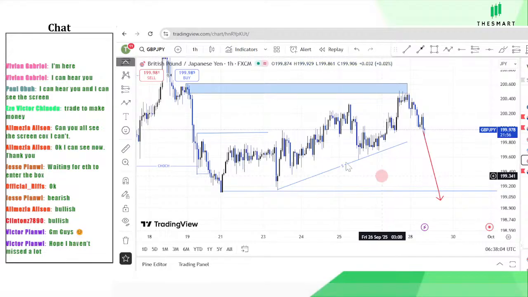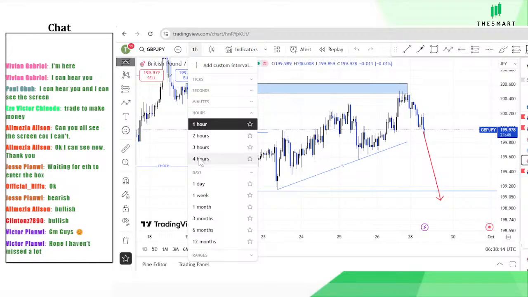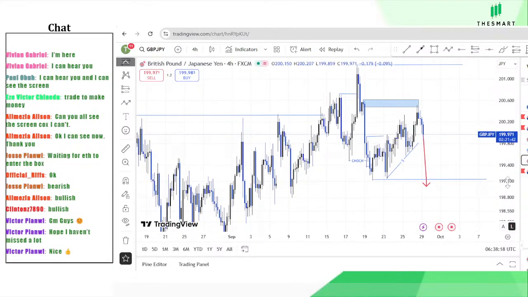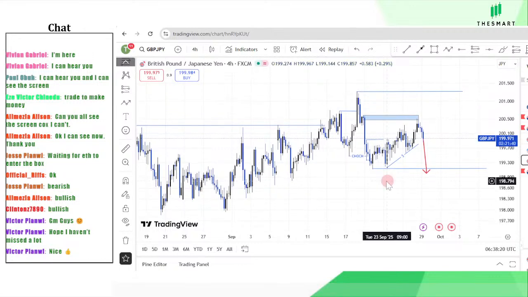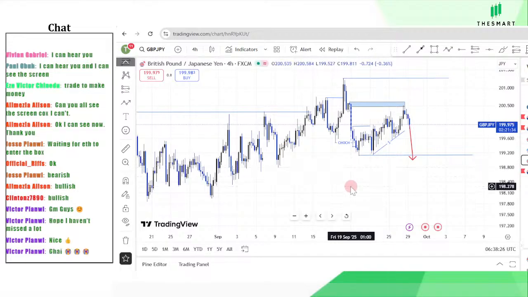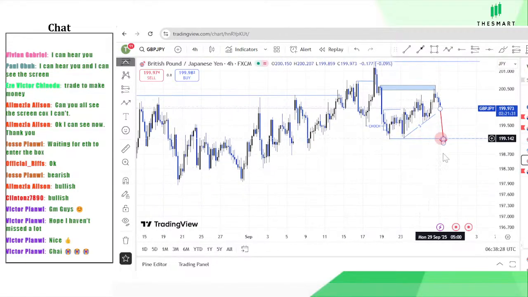Okay, so at this point, we want to see this price crash to continue to the downside. So on the 4 hours, let's go back to the 4 hours. So this is what we have. On the 4 hours, we are bearish, but on the daily, we are still bullish. So we want to see this price continue all the way to the downside.